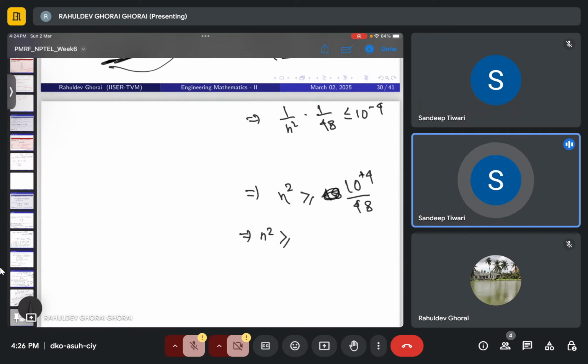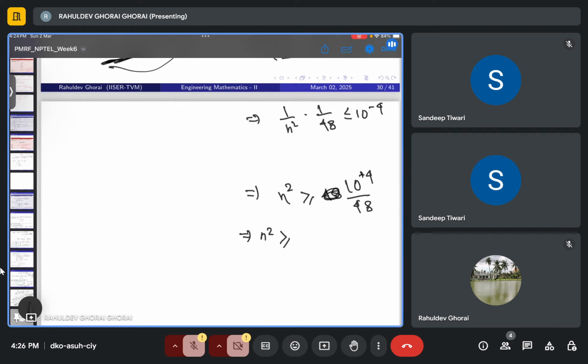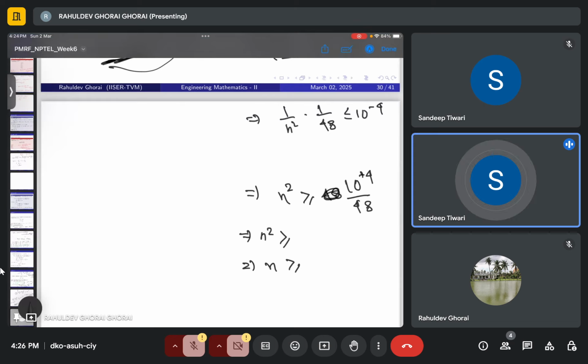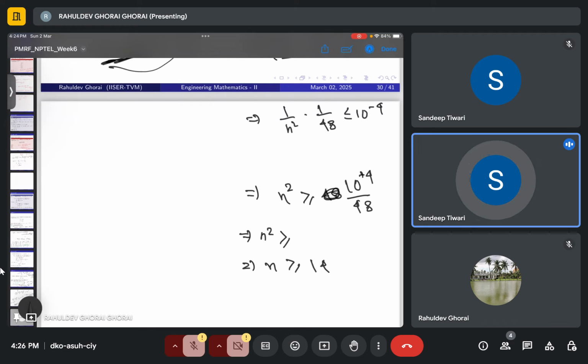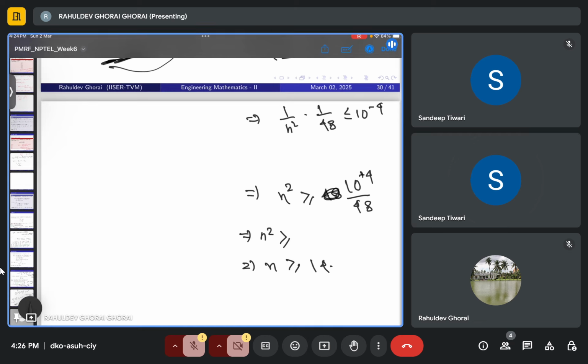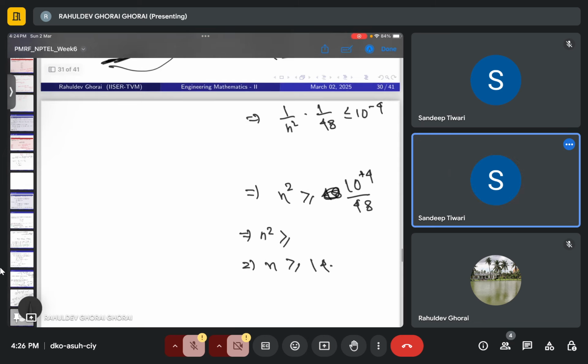Sir, we need to take the square root, na, sir? Yes, first tell n square, then also you can tell n. N is greater than or equal to that also. 14, sir, something. N is greater than 14 something, sir. 14 point something, 14.2.